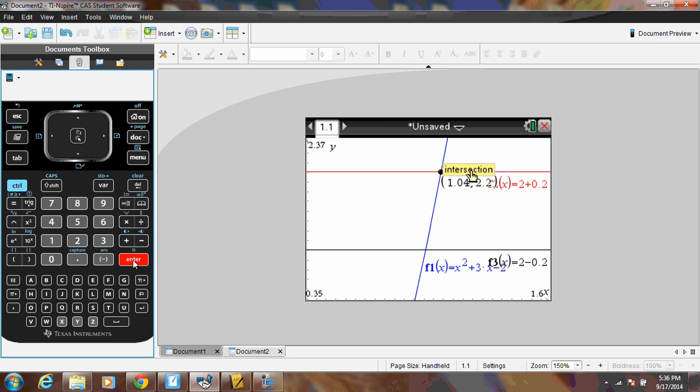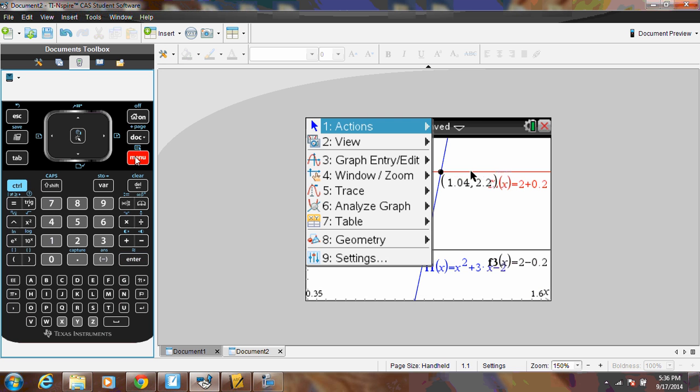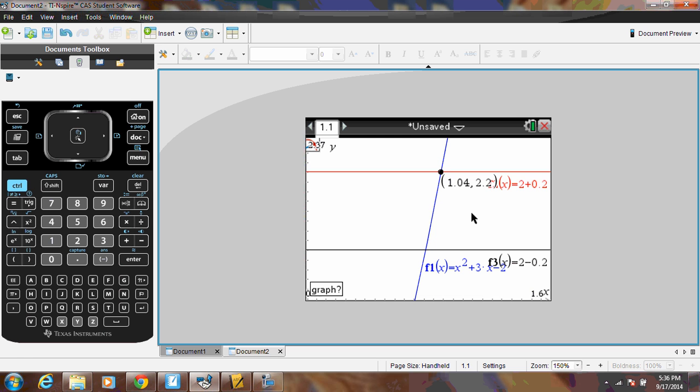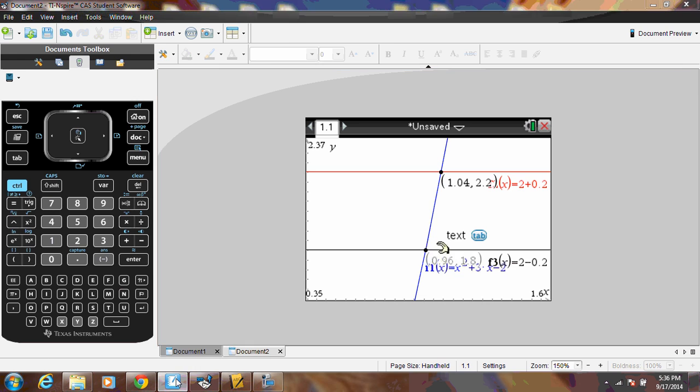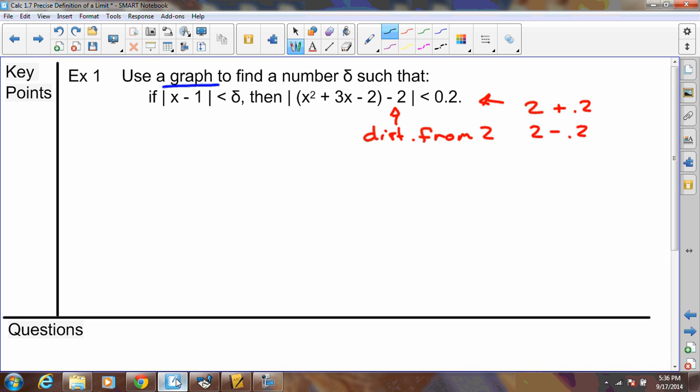I will have to repeat that entire process for the lower line now. And I'll go through it more quickly here. Menu, analyze graph, intersection. Pick my function, pick my other line. I have the lower bound, I have the upper bound. It's given me the intersection. So what this is telling me, do you see the x values of our coordinates? 1.04, 0.96. That's telling me the x values for this are between 0.96 and up to 1.04.